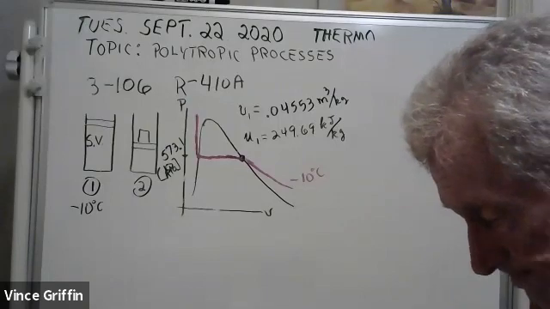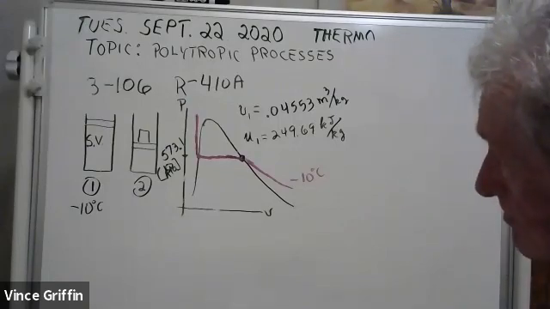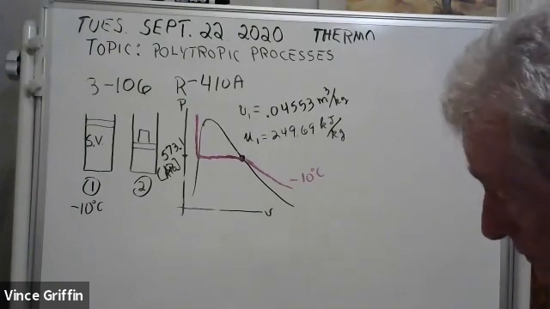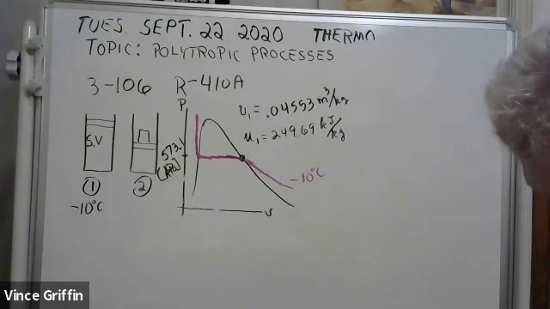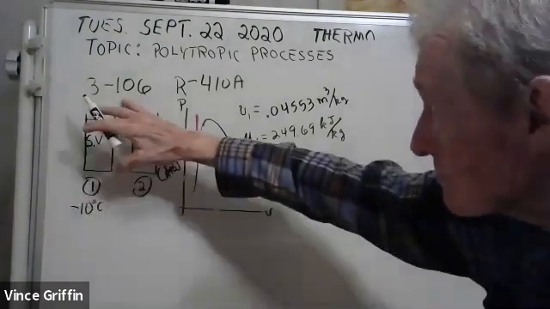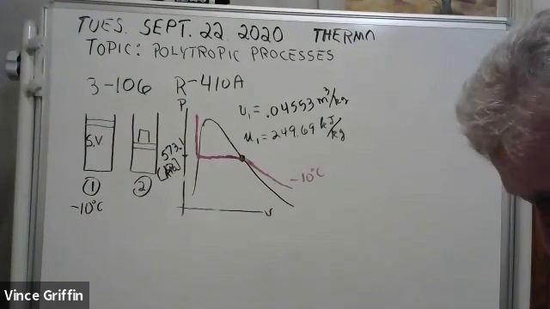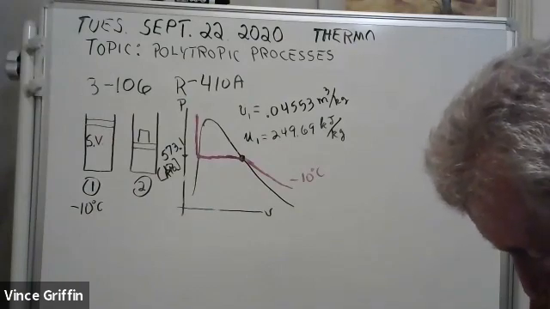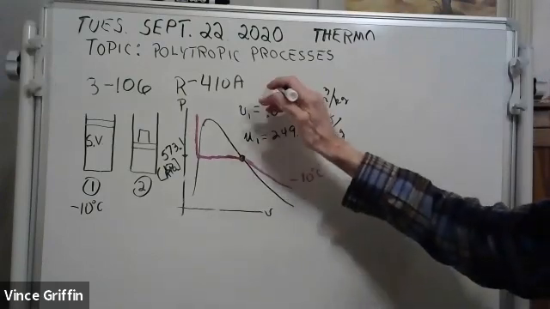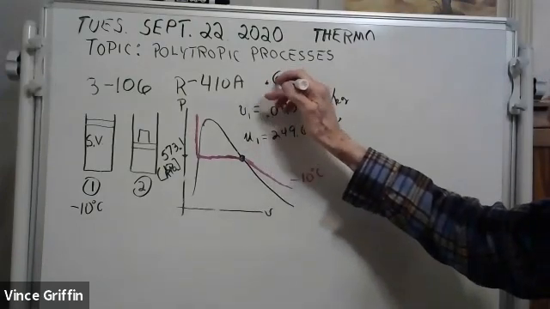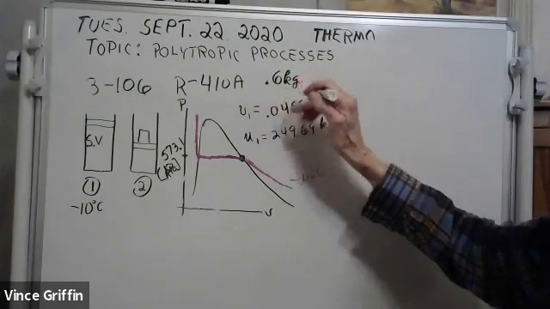Okay. Well, that's good. And now what? Let me keep reading here. We're doing 3106. And saturated vapor, minus 10, mass 0.6 kilograms. Let me write that down. 0.6 kilograms. All right.